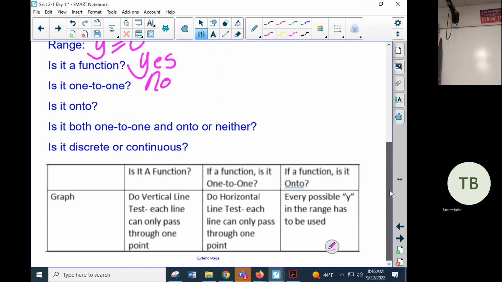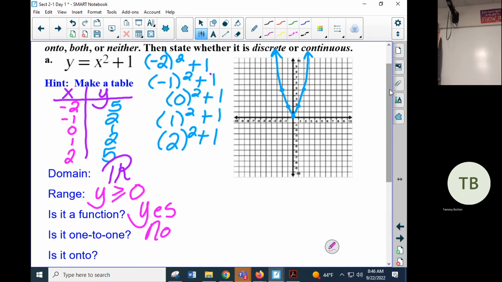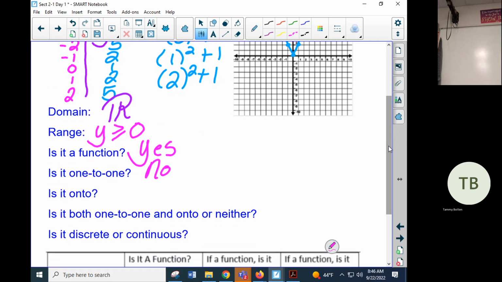And is it onto? This is a little bit confusing. For a graph to be onto, every Y in the key here, in the range, has to be used. Not every Y on your graph, every Y in the range has to have a point. So for every Y greater than or equal to 0, there has to be a Y value. So it's not every Y on the graph, it's every Y in the range. So this one would be yes.